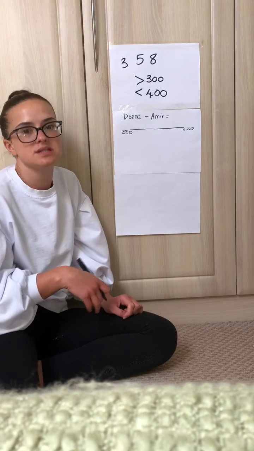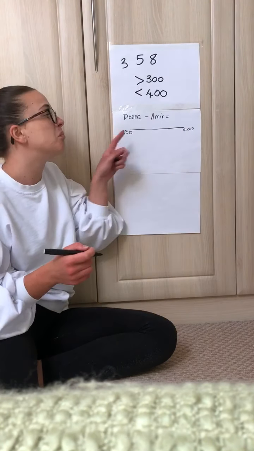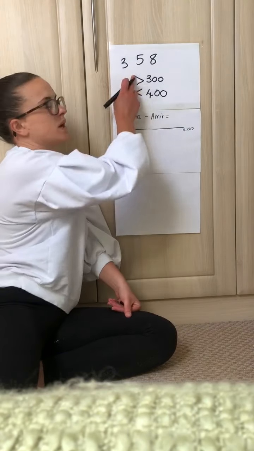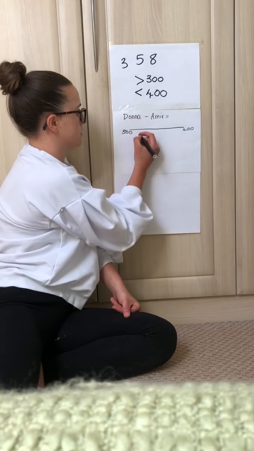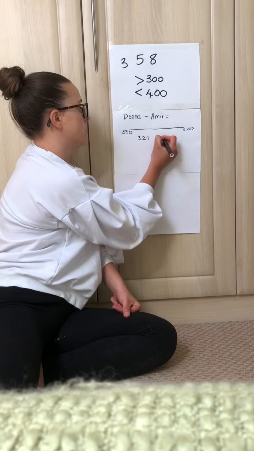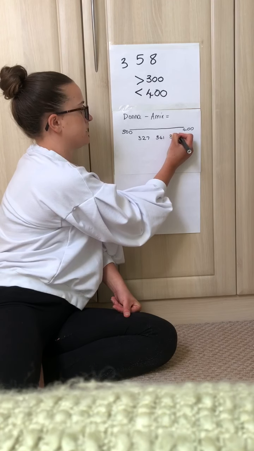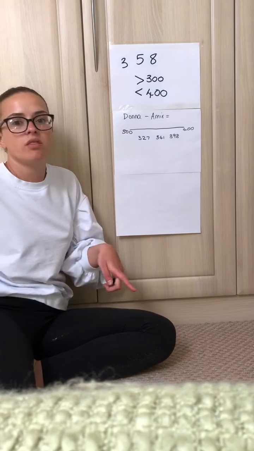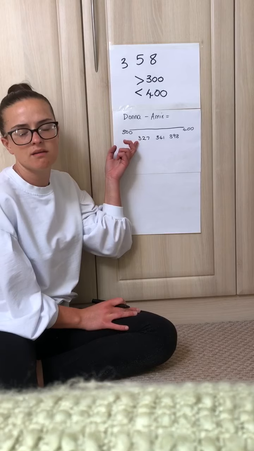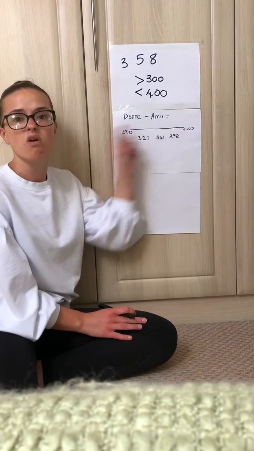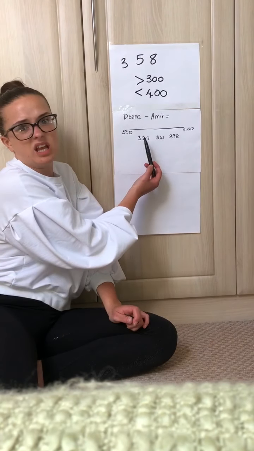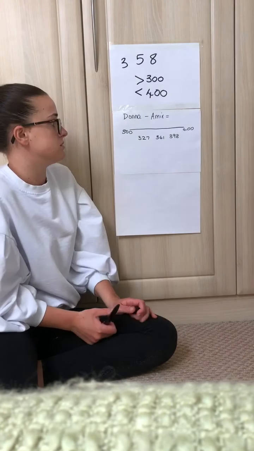So I'm going to write some numbers down that come between 300 and 400, just to be able to see what patterns I can see when I start making these numbers. So for example, 327, 341, 398. I notice that numbers between 300 and 400 all have a 3 in the hundreds column, because if they had a 4, they would go over 400. And I've noticed that you can have any 10s and any amount of 1s.